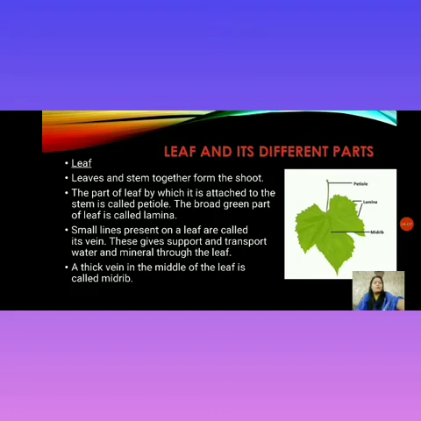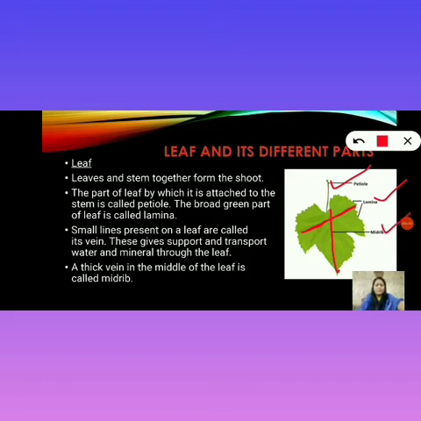Children, before we read about the leaf, we need to know the different parts of the leaf. The part of the leaf by which it is attached to the stem is called the petiole. You can see, these are petioles. Through this part the leaf gets attached to the stem. This broad green part of the leaf is called the lamina, and this prominent vein is called the midrib. After some time I will show you one leaf with all these structures.